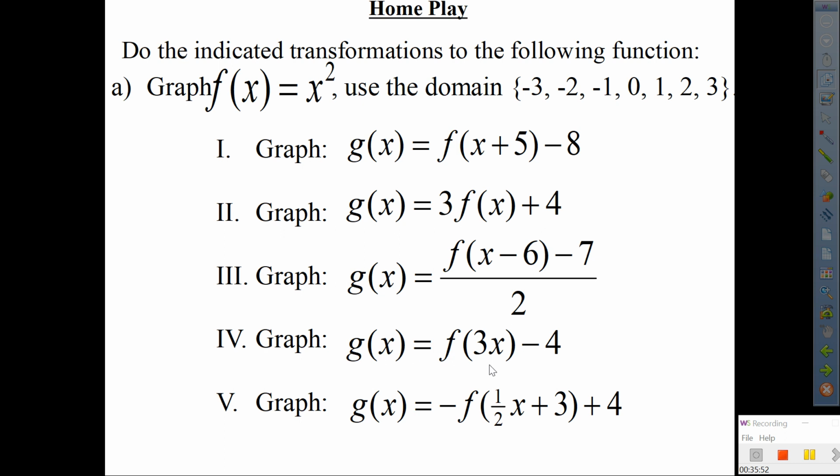Look at this one, though. This one I'll leave for you to do by yourself. I want to see what you do, and this is what we did today.